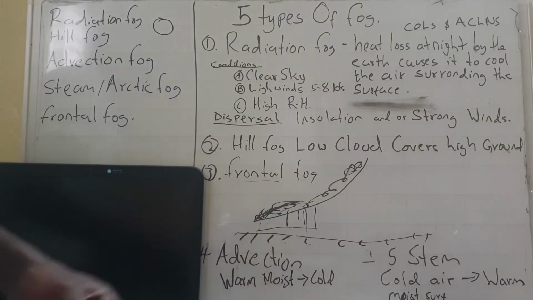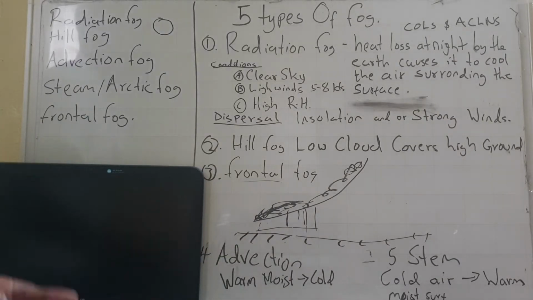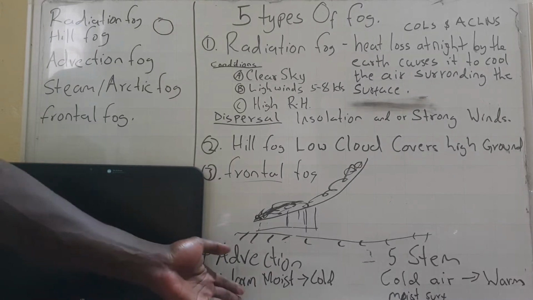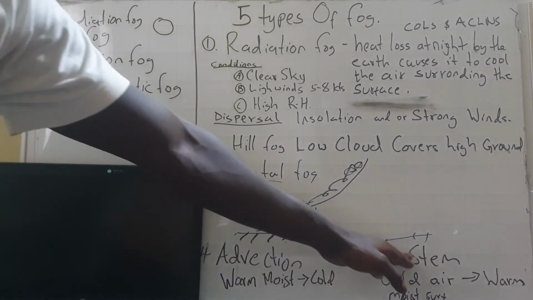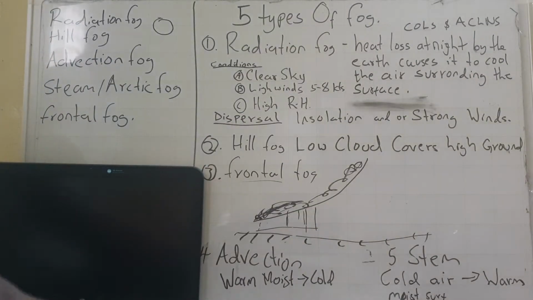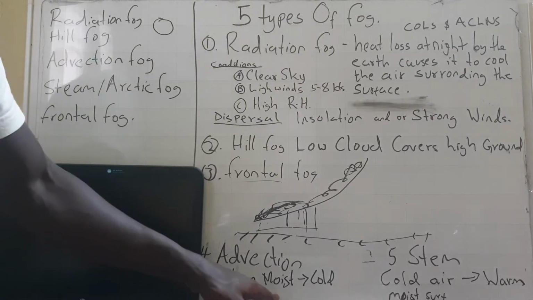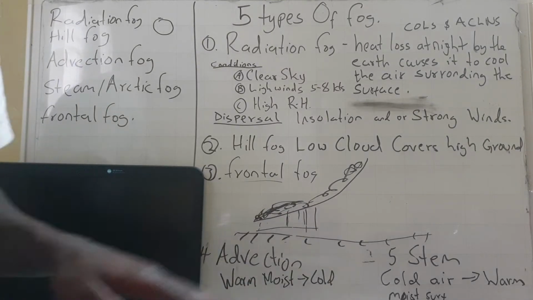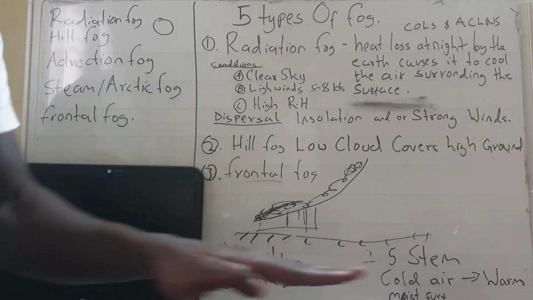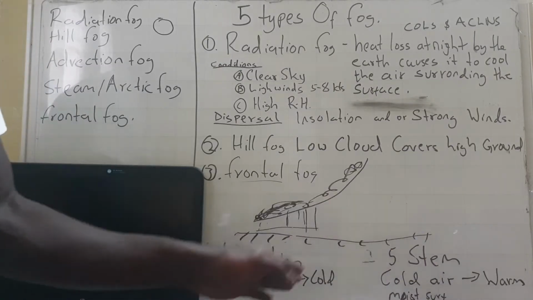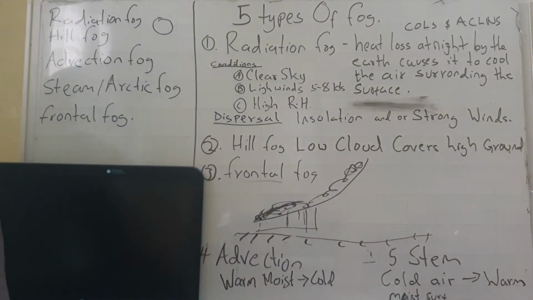Advection is just when warm. How can you grab it? Something that is warm. You also start with A. So advection, you don't start with cold, you start with warm. So it's warm, moist air going to a cold surface. A cold place can be land. So when warm moist air goes to a cold place, it forms what we call an advection fog.